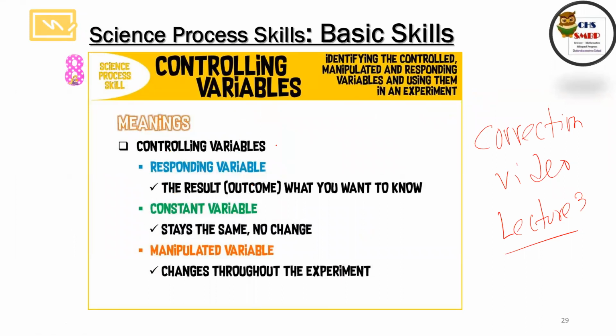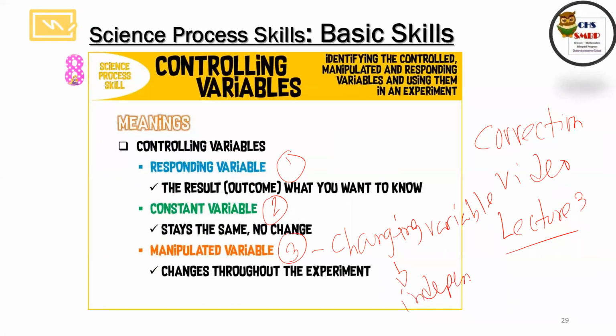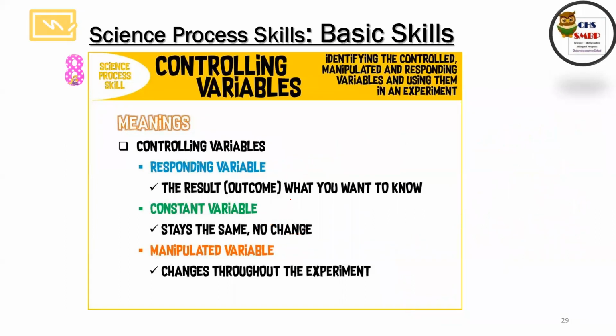Controlling variables. So how many types of variables are there? Number 1, responding. Number 2, constant. Number 3, manipulated. Manipulated variables are called changing variables, and you can also say independent variables, right? Independent variables are the causes. Responding variables are effects or results, and constant variables are the variables that do not change. So now let me get to the example.